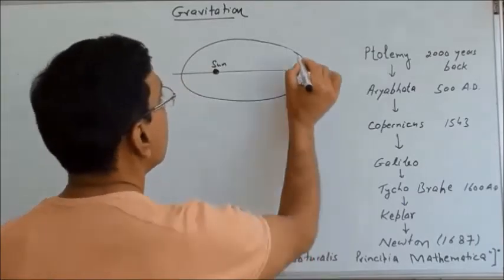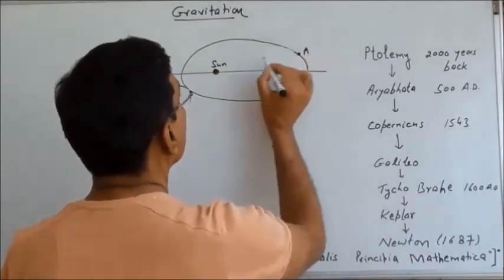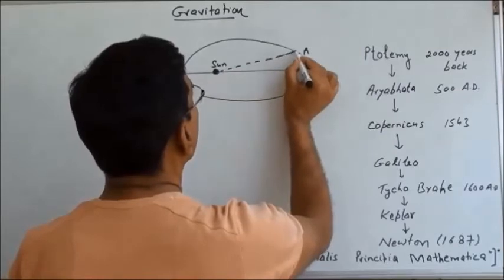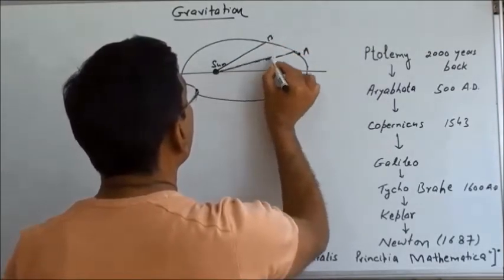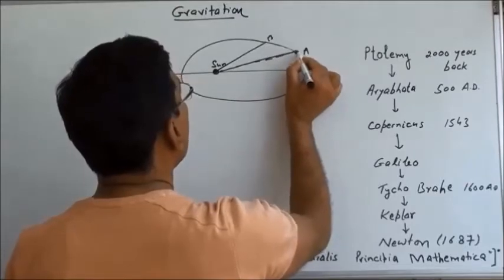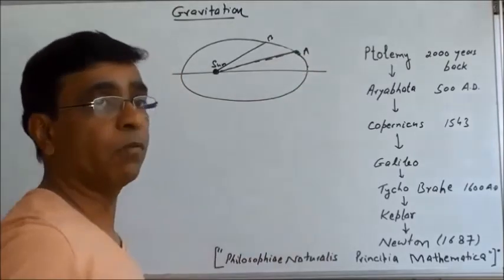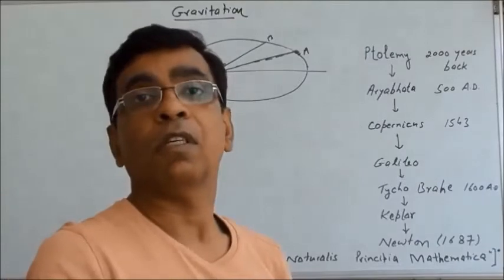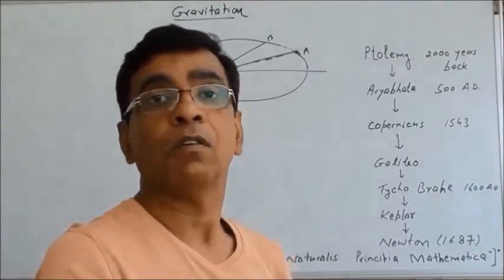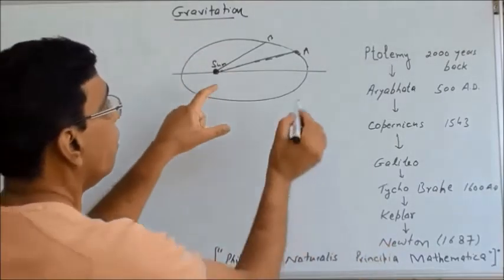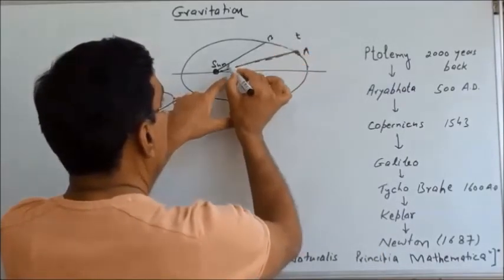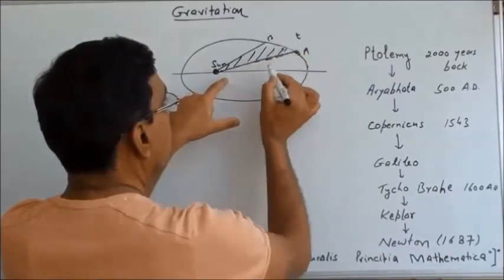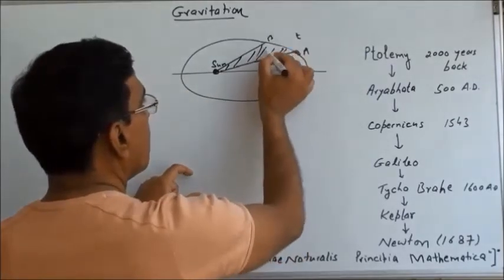Secondly, he said that whenever a planet is moving around the Sun, it covers equal area in equal intervals of time. We call it areal velocity. So areal velocity is constant. What does it mean? If a planet is at A and after time t it is at B, this is the area covered. So in t time it has covered this area.